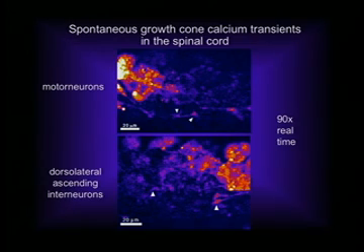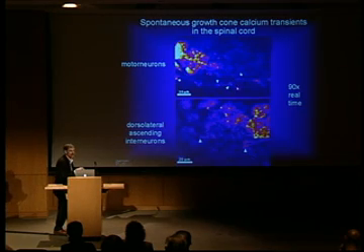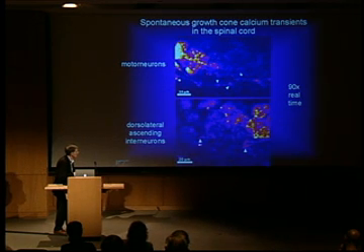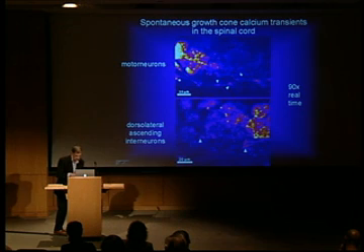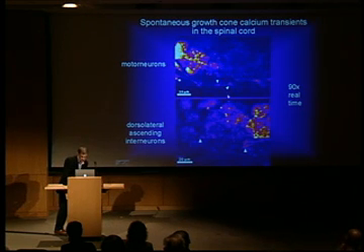And then we capture these movies and pseudo-color them so that purple and dark red are low calcium, and when it turns bright red, that represents an elevation of calcium in the growth cone, which will be indicated by these little arrows here. So let's start the movies, and let me just advertise what I think you'll see. You'll see that the motor neuron growth cones grow really rapidly, and they don't make these growth cone calcium transients, whereas the dorsolateral ascending neurons, they generate these calcium transients out in their growth cones.